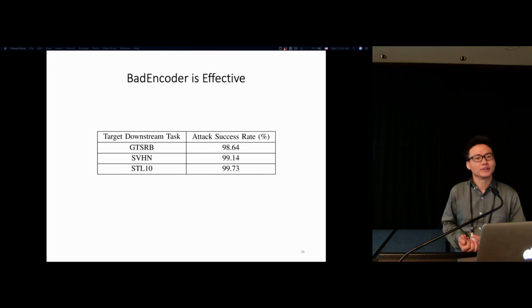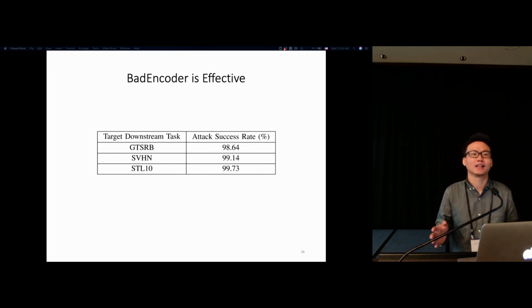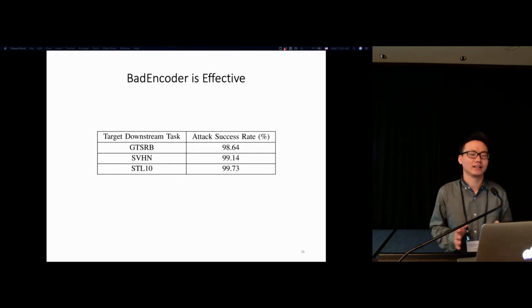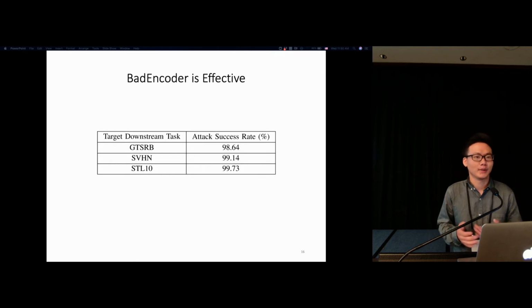This table shows that BadEncoder is effective, where the first column is the target downstream task selected by the attacker when crafting a backdoor image encoder. As we can see, BadEncoder can achieve a very high attack success rate, which means that BadEncoder is effective.